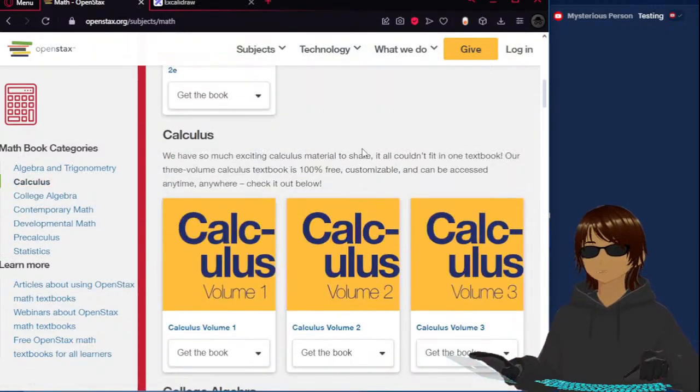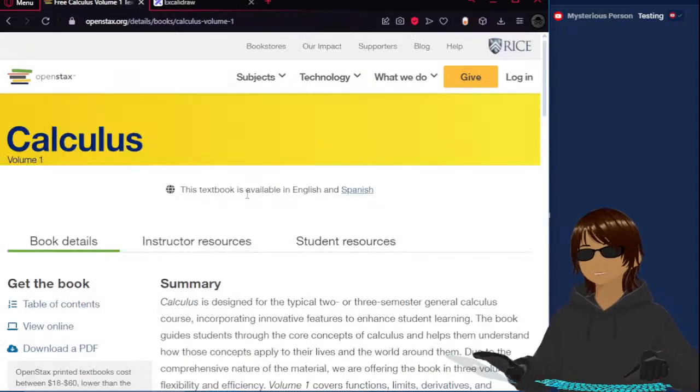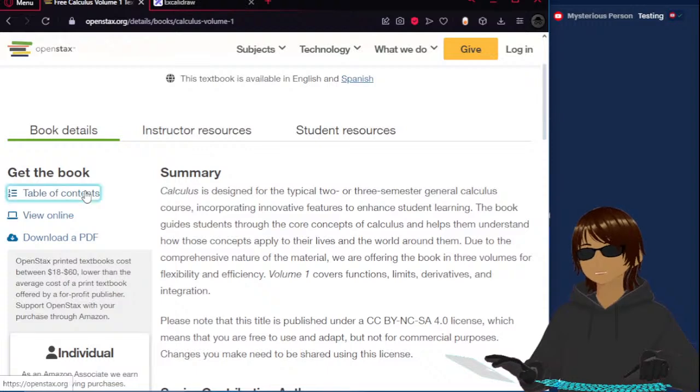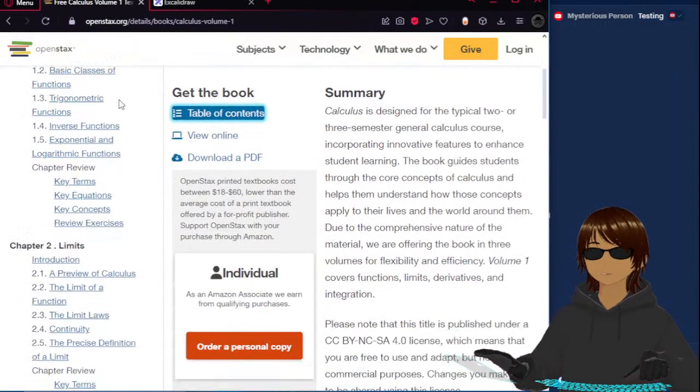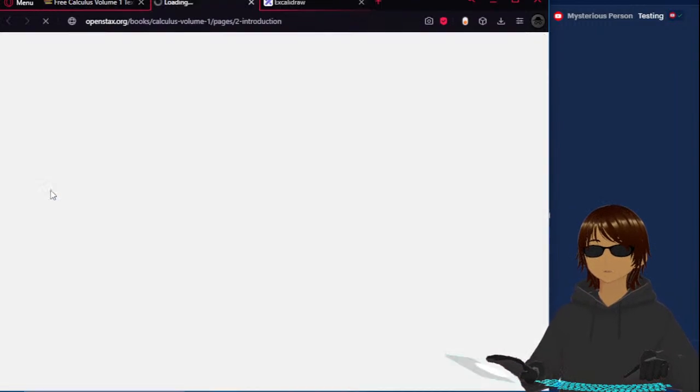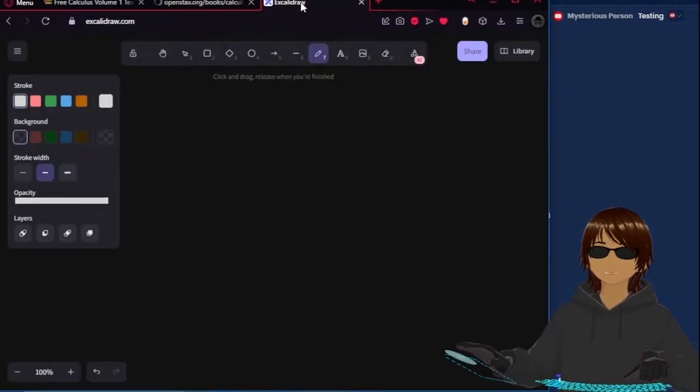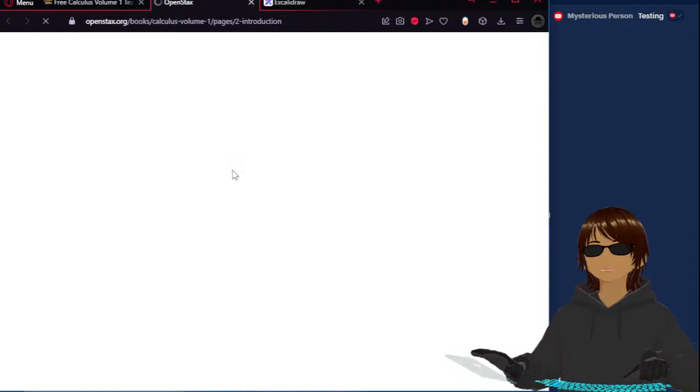So let's take one. Since we are studying limits, let's do Calculus 1, table of contents, and limits introduction. I'm going to be doing exercises and I'll be using this. I'll also be collecting my notes there. It takes quite a while to load.